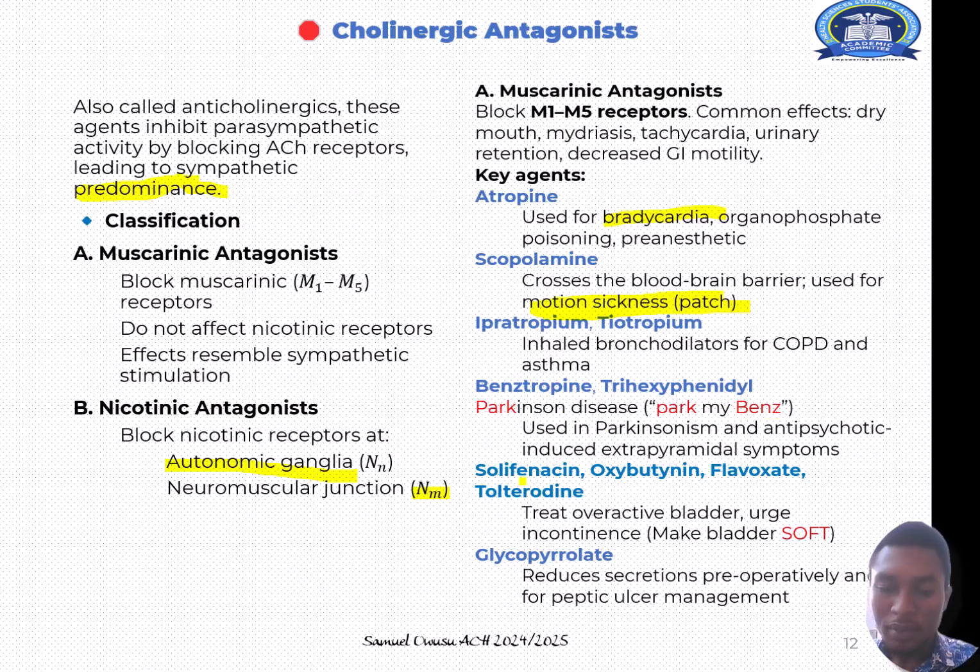Okay. Then we have the agents that tend to affect the bladder. When the bladder is overactive, we use these agents which make the bladder soft. So solifenacin, oxybutynin, flavoxate, and then tolterodine. Okay. Then we also have glycopyrrolate, which reduces the secretions of organs preoperatively, and then we use it in the management of peptic ulcer. Therapeutically, this is not used. Okay.